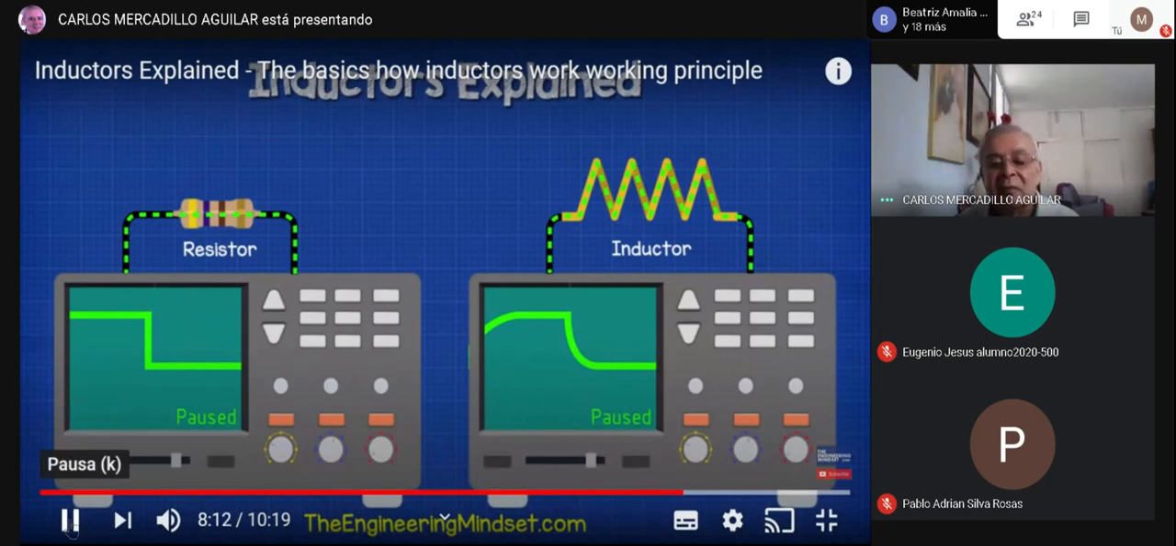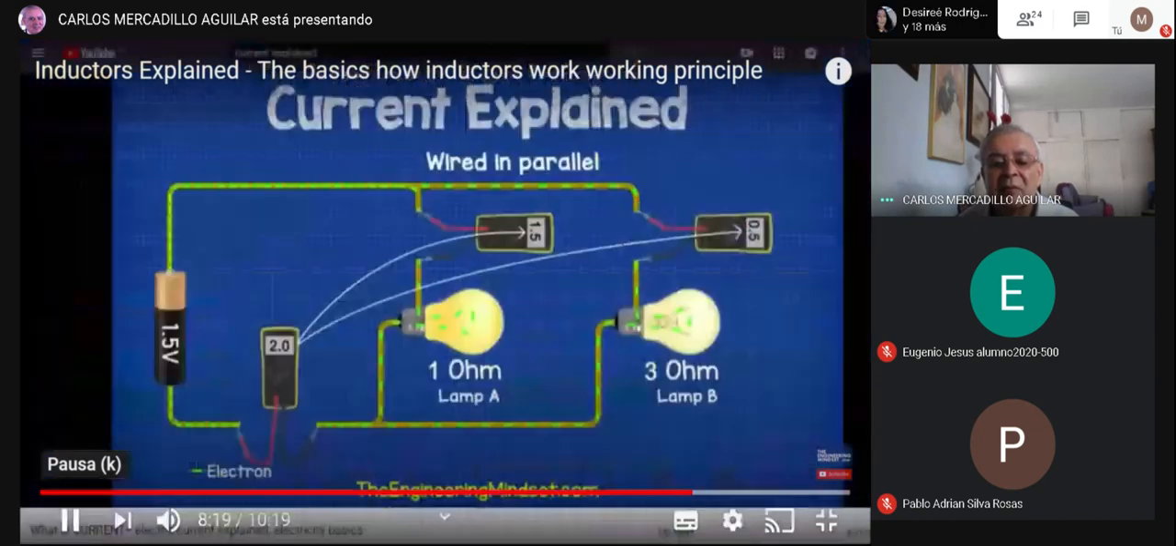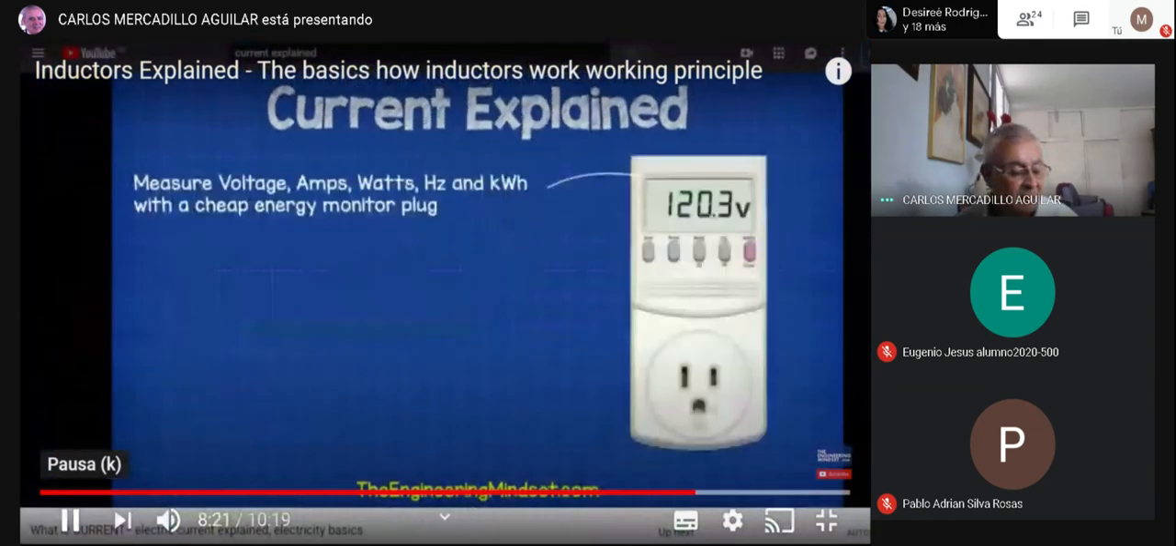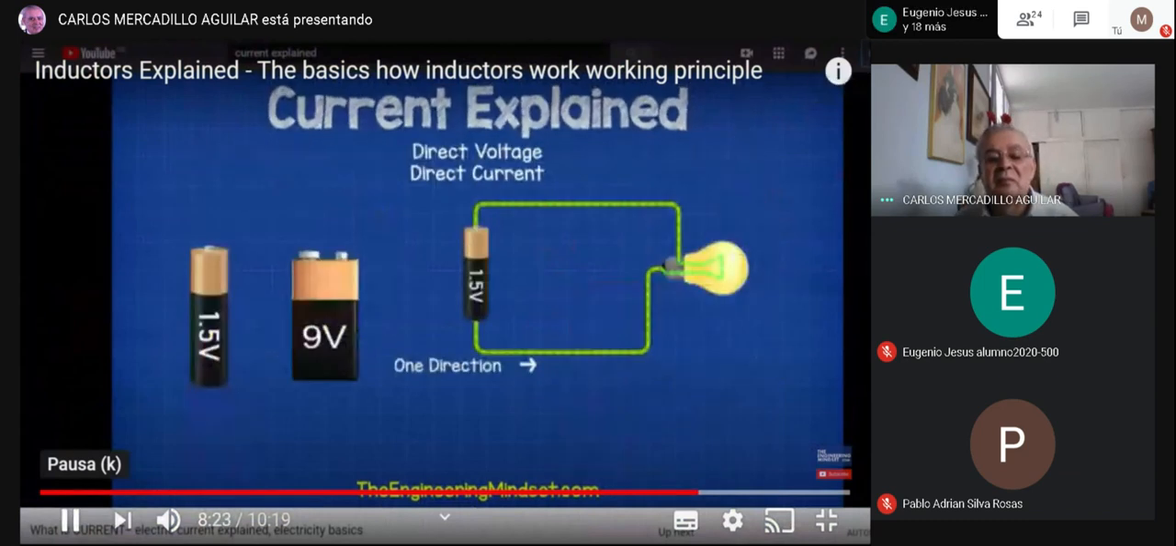Profile down to zero. This shows us how the inductor resists the initial increase and also tries to prevent the decrease. By the way, we've covered electrical current in detail in a previous video. Do check that out, links down below.